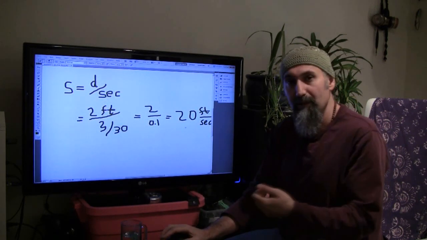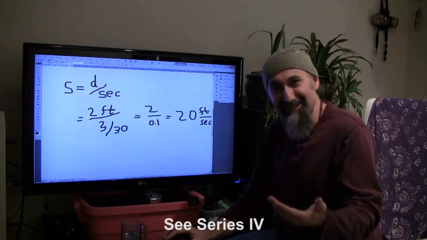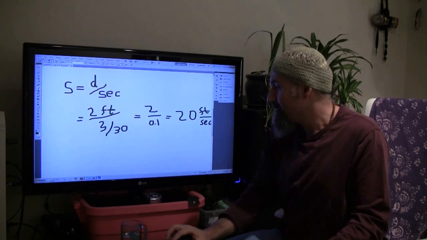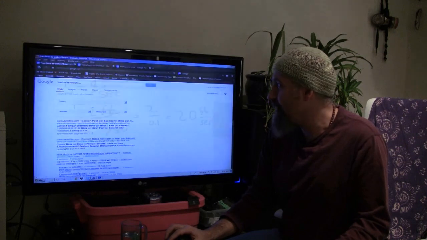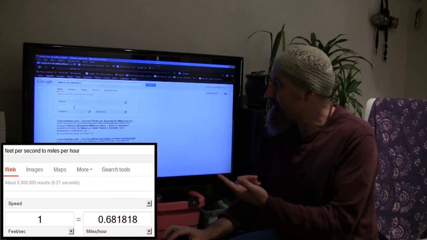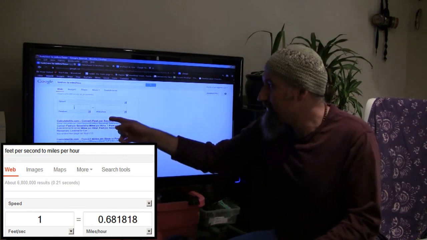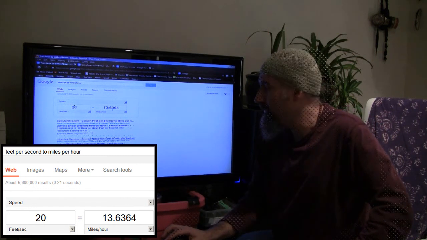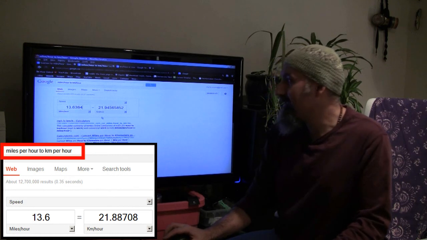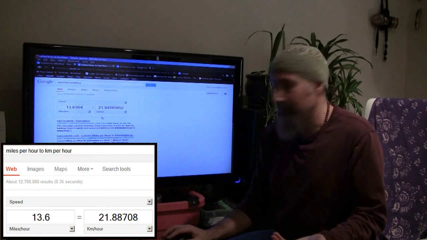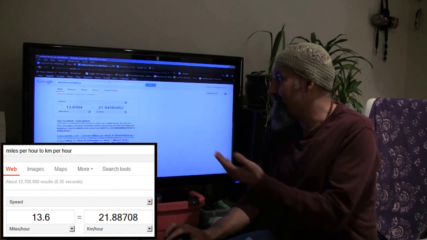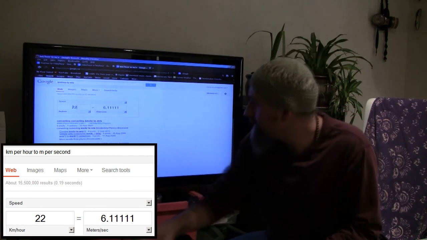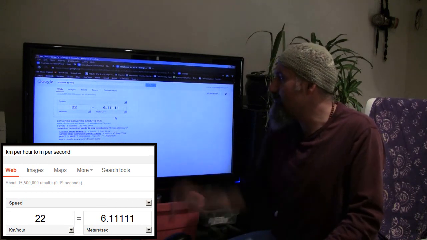Now, if you want to convert these to other units, you can take a look at series 4 because we will deal with converting units and stuff like this. I'm not going to go through the calculations for you here, but we can do this the simple way and just go to Google and type in feet per second to miles per hour. So we're going to put 20 feet per second here, and that comes out to 13.6 miles per hour. And that comes out to 22 kilometers per hour, right? And if you want to figure out what it is in meters per second, we had 22 kilometers per hour, so we can just go 22, it turns out to be 6.1, so 6 meters per second.